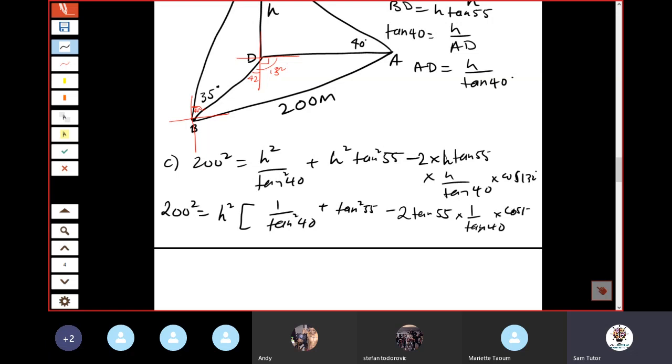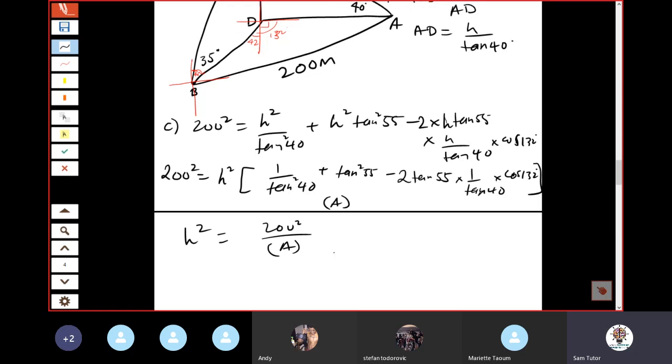Is anyone confused? So H squared equals 200 squared on A. We're going to label that as A. And then don't forget, we're going to square root it for H. Go and see if you can actually put that in your calculator without making a mistake. All right, my turn. 1, 5, 10.